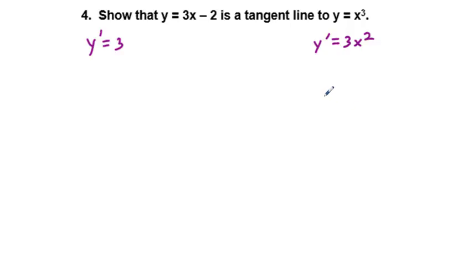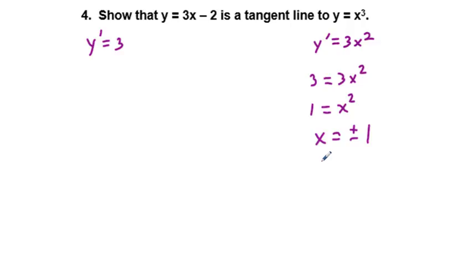Now, if we have y prime equals 3, we can take the slope of this equation, y equals 3x minus 2, which is 3, and set that equal to 3x squared. And then we just solve for x. If we divide both sides of this equation by 3, we have 1 equals x squared. And so solving for x, we have x is equal to plus or minus 1.